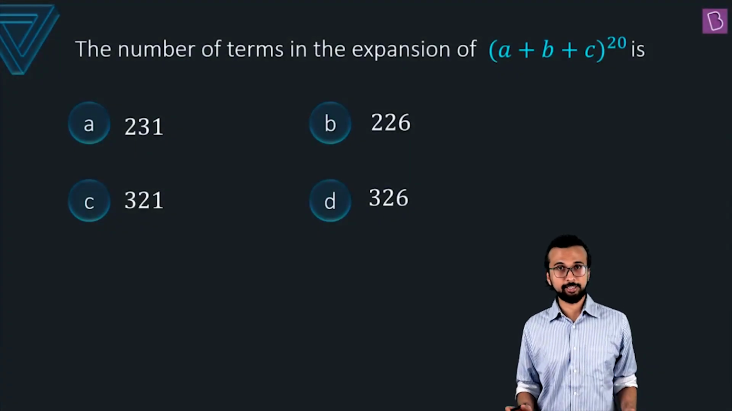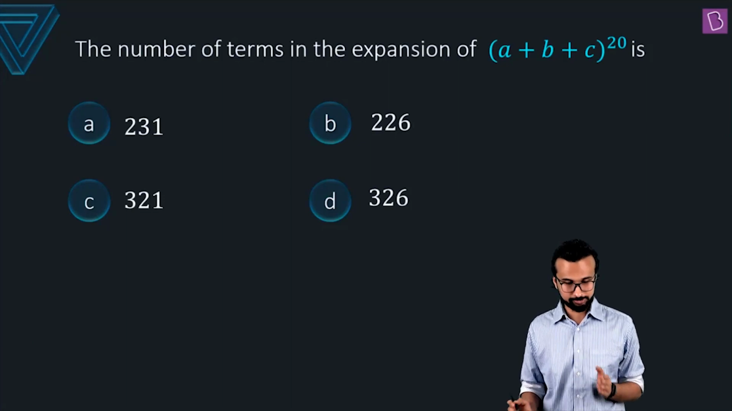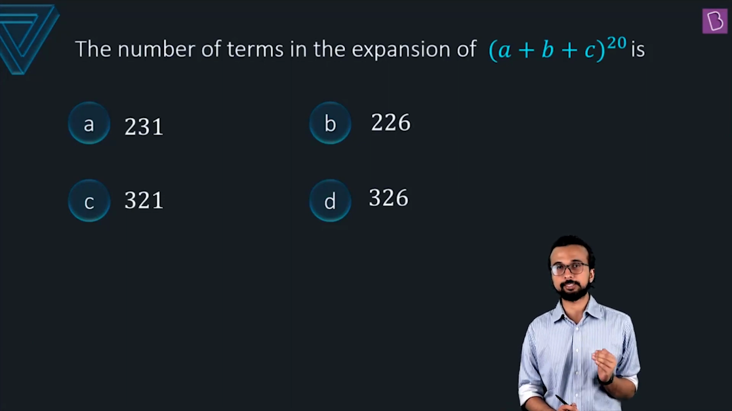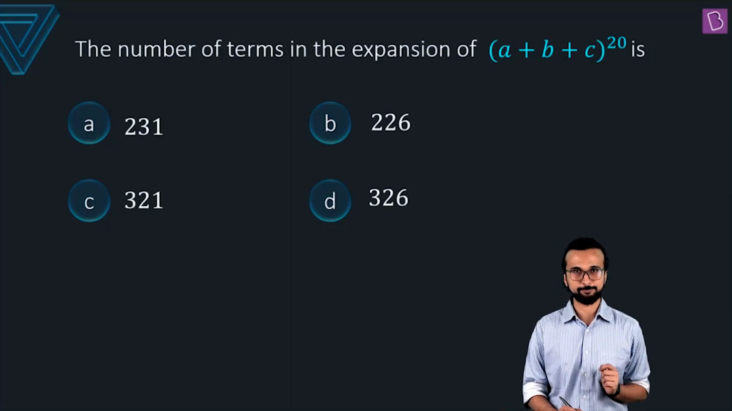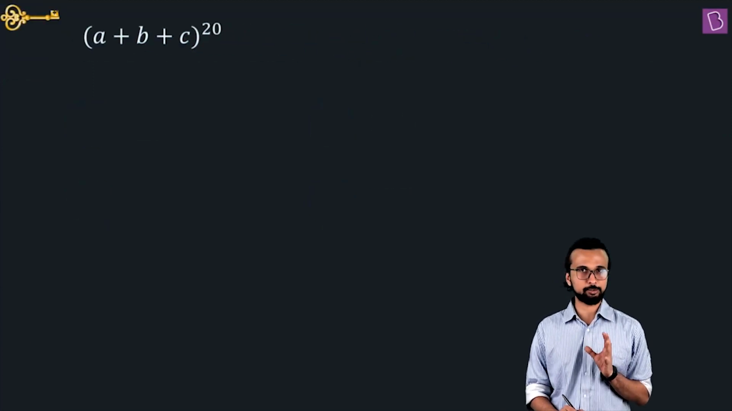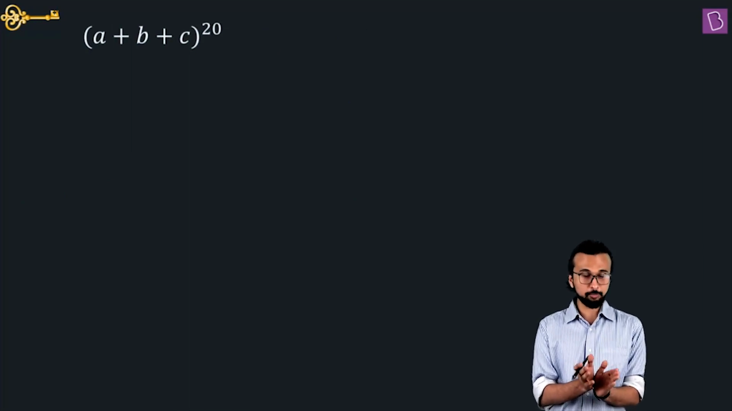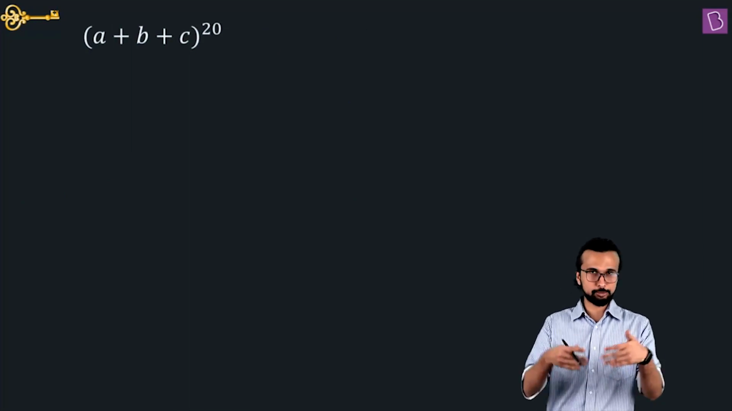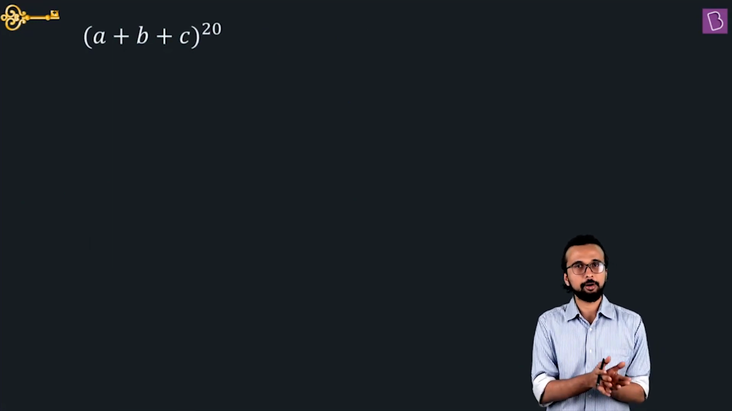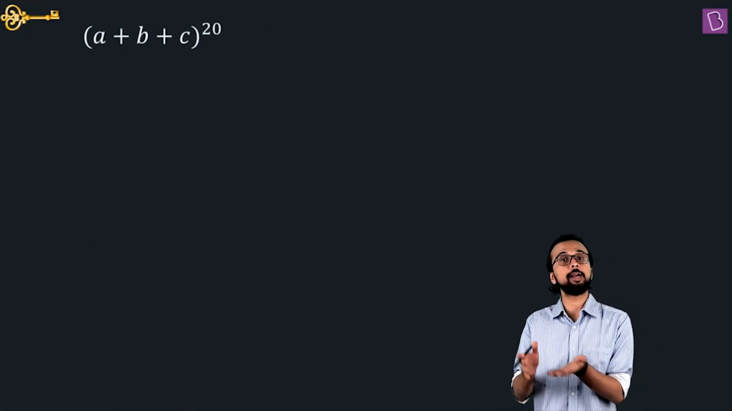In this question, they are asking us to find the number of terms in the expansion of (a + b + c) raised to 20. Alright, so we have with us (a + b + c) raised to 20. Is it a binomial? No, it's not. If it was a binomial, (a + b) raised to 20, for example, I would have said the expansion would have 21 terms.